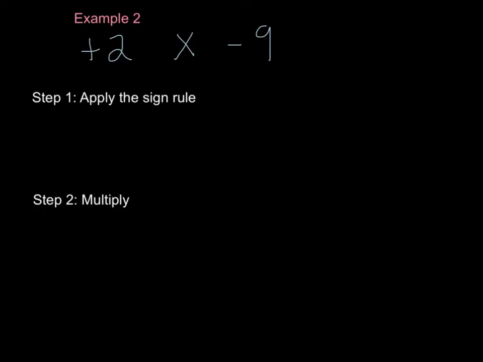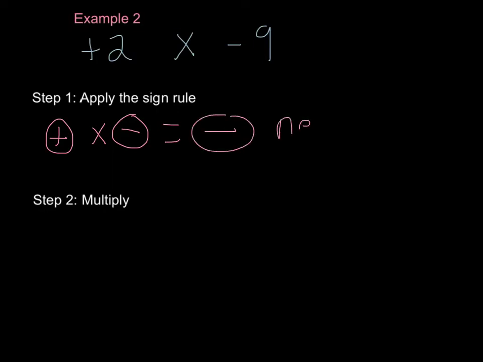Here's example 2. We've got a plus 2 multiplied by a negative 9. The first step we're going to do again is apply the sign rule. When I look at the top there, I've got a plus multiplying by a negative. So according to sign rule number 2, if it is different signs, it is always going to be negative, for the reason that there are two different signs.